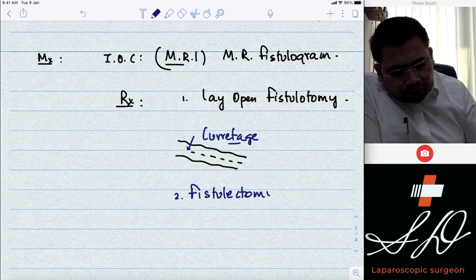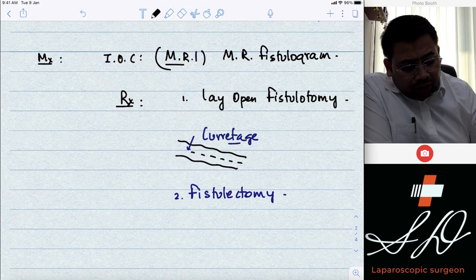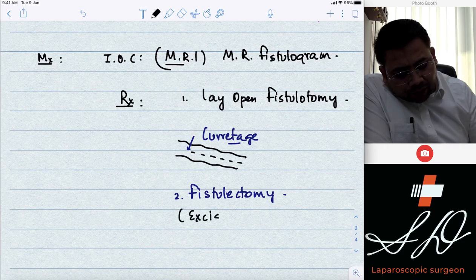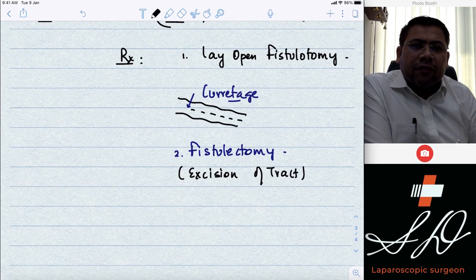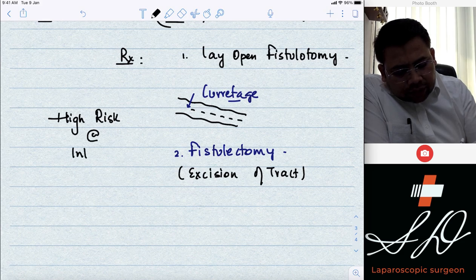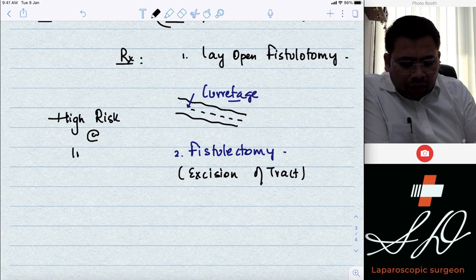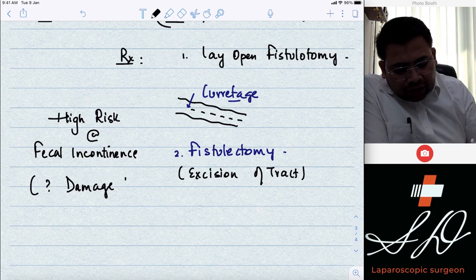Then second is fistulectomy. What is fistulectomy? Let us see. Yes, it is excision of the tract. What is a common problem in this fistulectomy and fistulotomy? Yes, there is a high risk of incontinence. Do you know why incontinence happens? Because of damage to the external sphincter. Internal sphincter will not cause fecal incontinence. It is the external sphincter which is actually very, very important.